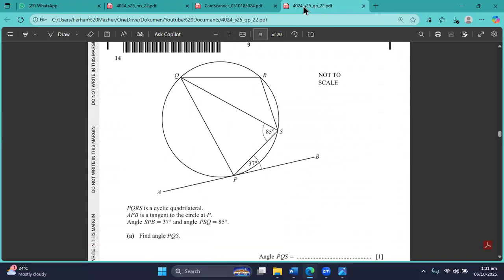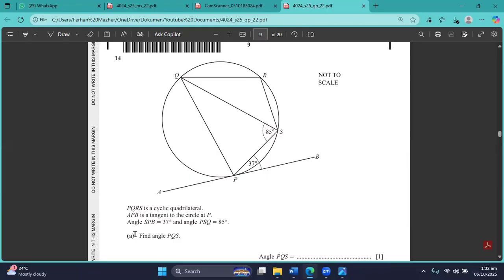Here we have a circle. He says PQRS is a cyclic quadrilateral. They're talking about P, Q, R, and S because its four vertices are on the circumference, so it's a cyclic quadrilateral. APB is a tangent. So they're talking about this. Okay. To the circle at P, the angle SPB is 37. And the angle PSQ is 85. So they're talking about this.